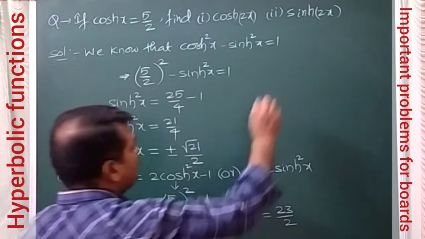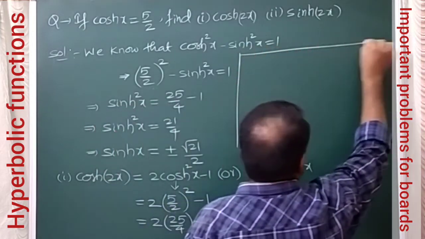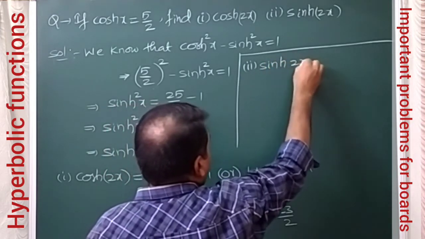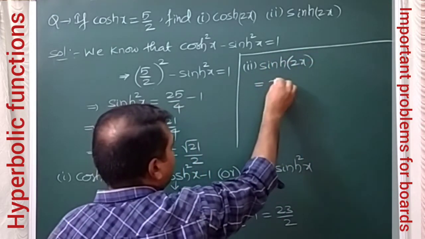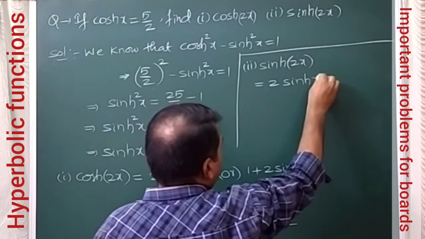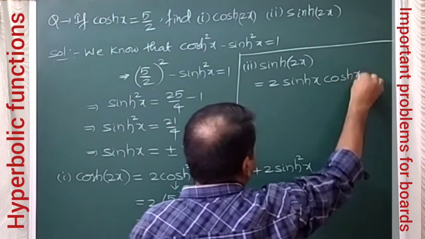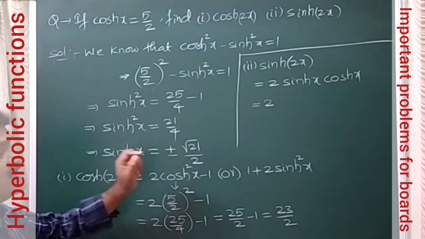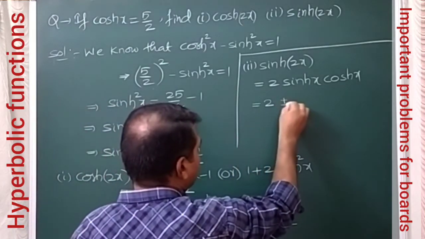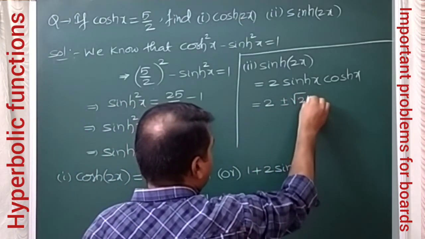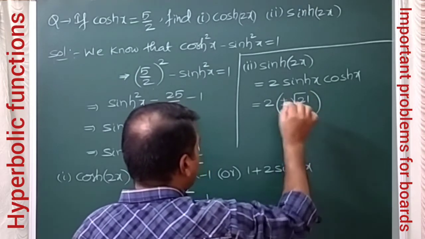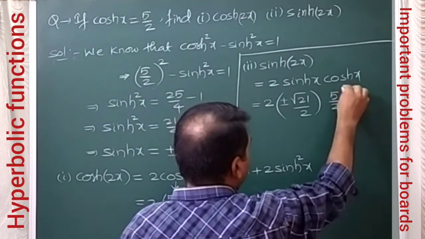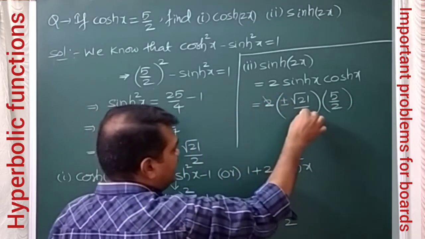Now let us go to the second bit. Second bit is sinh 2x. So the sinh 2x formula is 2 sinh x cosh x. We are using this formula. So 2 times the sinh x value we calculated, plus or minus root 21 by 2. Cosh x value is given in the question itself, 5 by 2. So this 2 and 2 I will cancel.